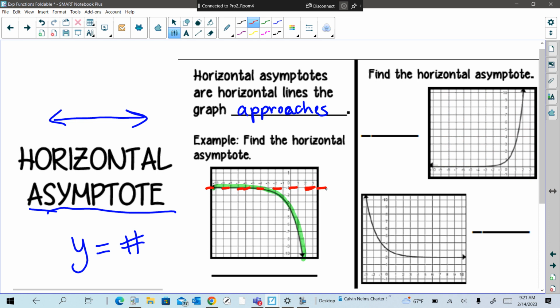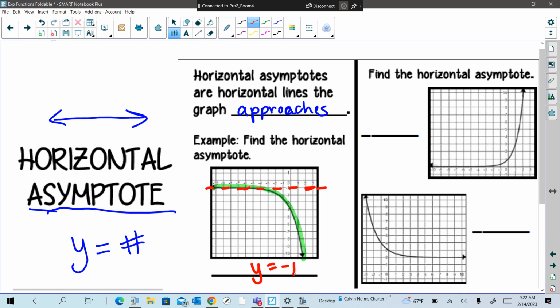Basically, your horizontal asymptote will be the highest point on the graph or the lowest point, depending on how the graph looks. The highest point is right here. So what would be the equation of that horizontal line? Where does it cross the y-axis? So we would write y equals -1. That's the equation of our horizontal asymptote.